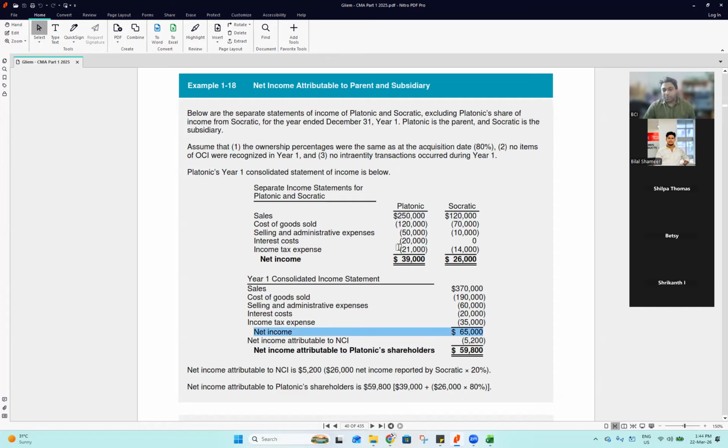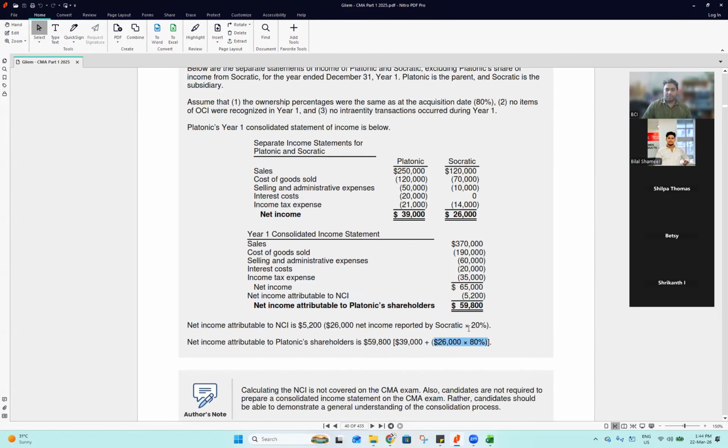Next, we have to find out what is the net income for the NCI, non-controlling interest. So for non-controlling interest, how much is the ownership percentage? 20%. Correct. So 26,000 at 20%, that is 5,200, is the non-controlling interest. And net income attributable to Platonic's parent shareholders is 59,800. Clear? That is 39,000 in full and 26,000 at 80%. Clear?